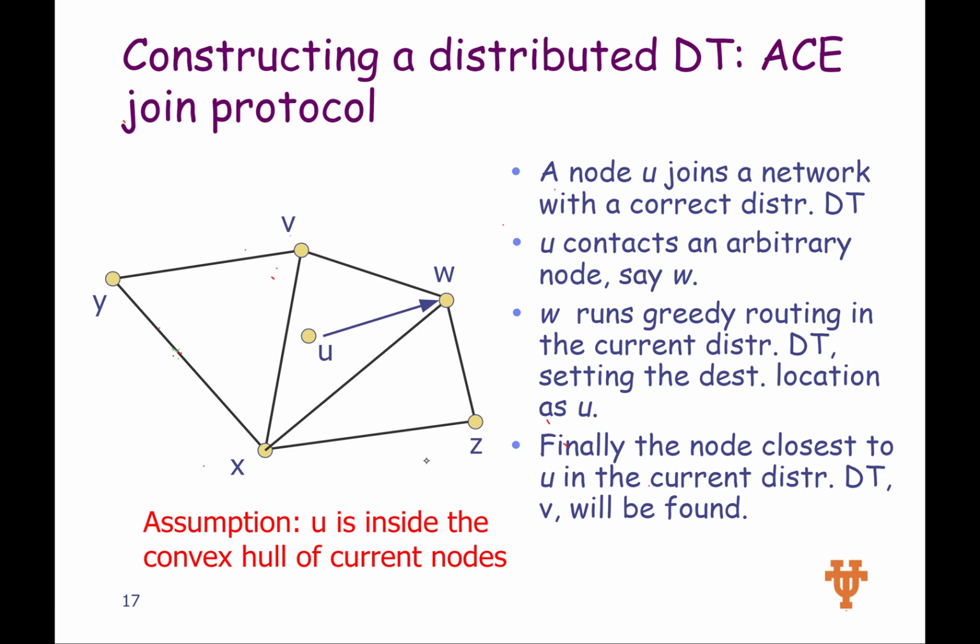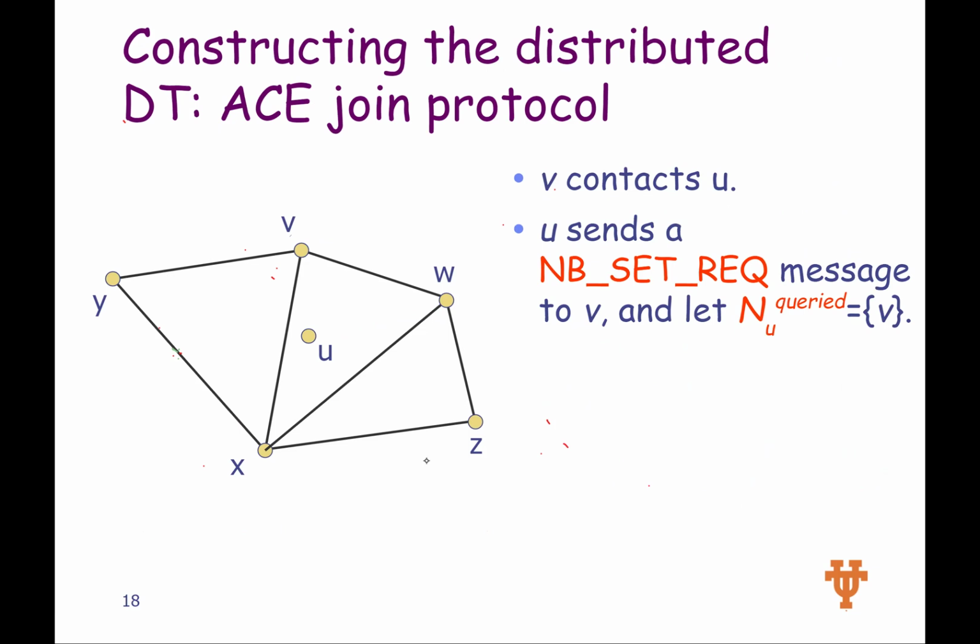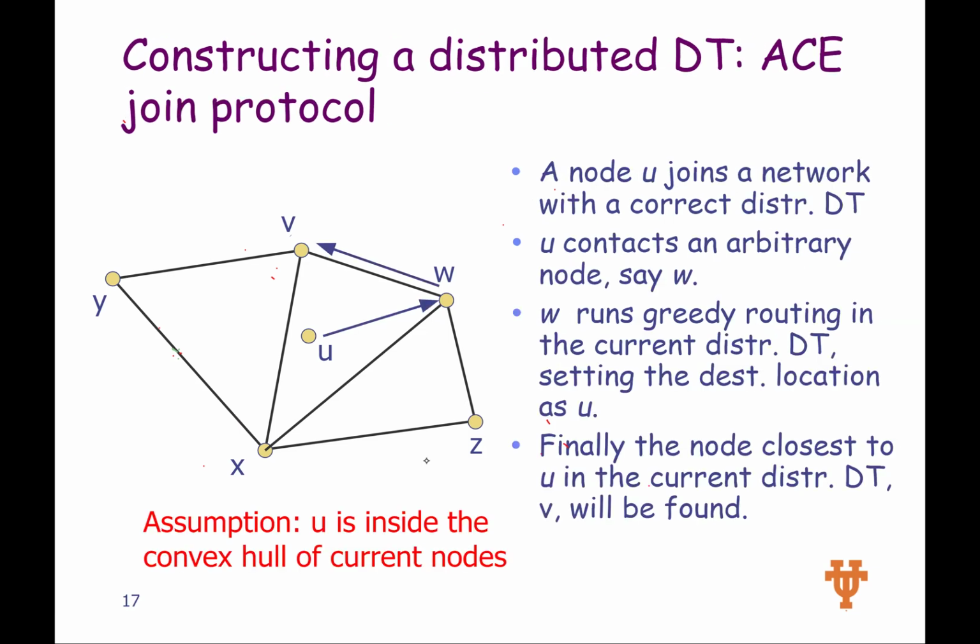And you talk to W. So U says, hey, please run a greedy routing in the current DT and use my location as a destination. So W will run a greedy routing in the current DT. And remember the property of a correct DT, that it will stop at a node V such that V is closest to you among all other nodes, right? Okay, V is found. And V is closest to you.